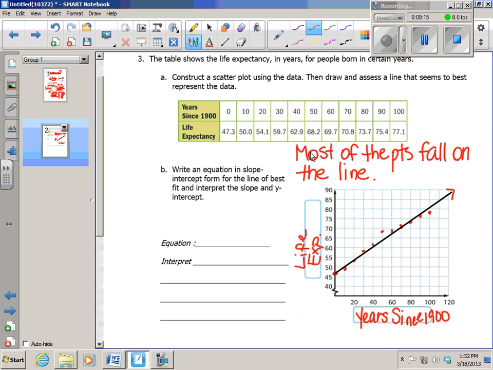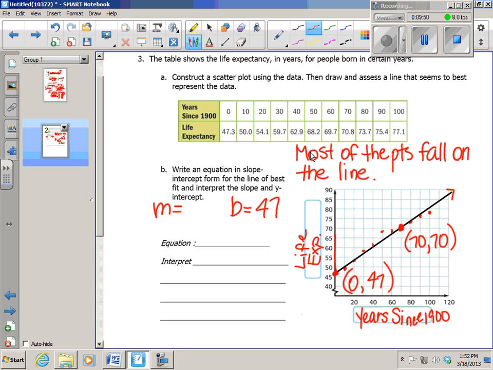So let's write the equation. The first thing we need is the slope, and then we need the y-intercept. And it's crossing the y-axis right here at about 47. 47.3 was the value that they gave, but 47. And then we need 2 points on the line. So I'm going to take that first point, and then I'm going to take this point that's up here at 70, comma, 70.8. But I'm going to round it to 70. And this one was 0, comma, and we're going to use 47.